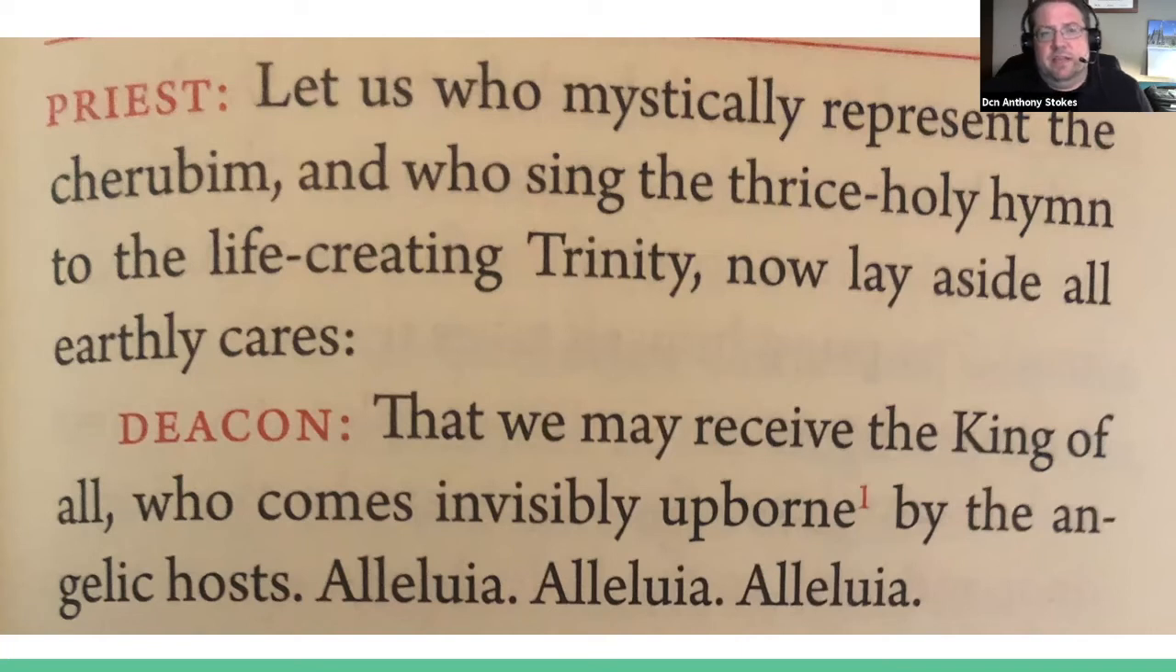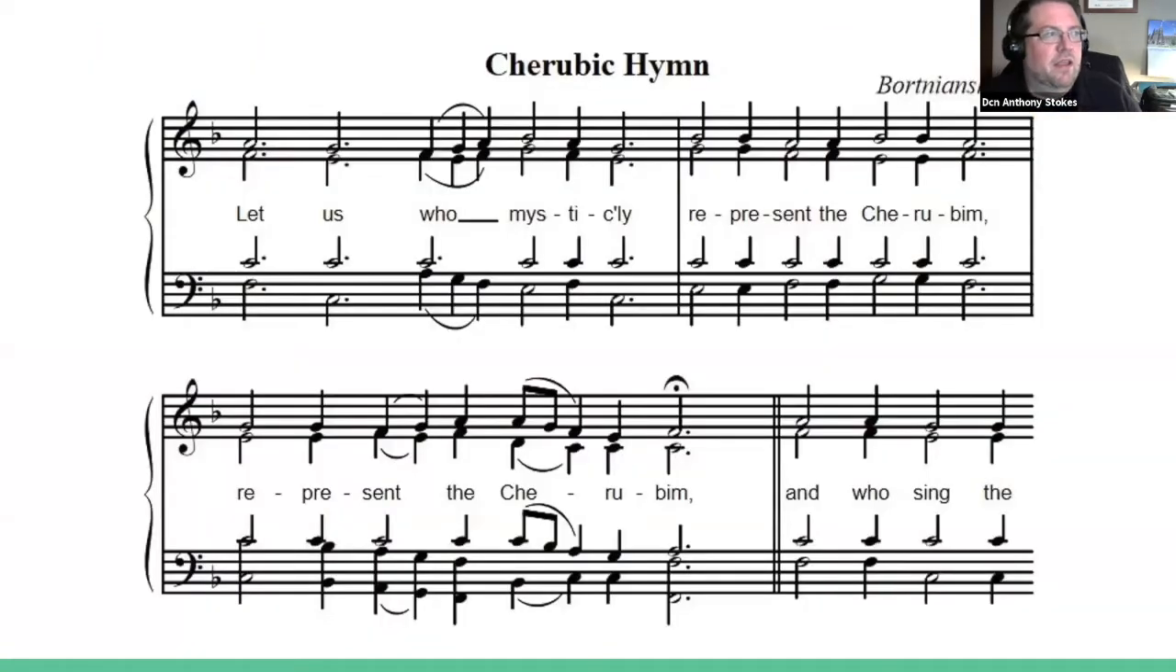We're going to use this as an example: everybody's least favorite setting of the Cherubic Hymn in America, which is Bortnyansky number 5, right? It's least favorite because it's overdone, or at least it was overdone in America for many, many years. And I would say for some people it's their least favorite because they didn't do it well or correctly.